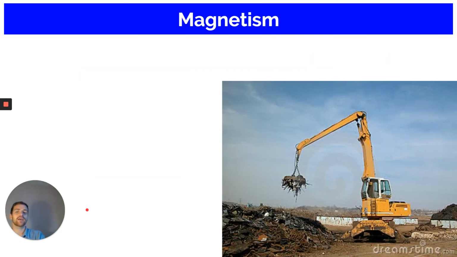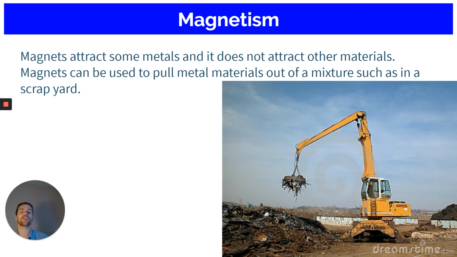All right. Number 5, magnetism, or using magnets when separating mixtures. Okay, so magnets attract some metals, and they do not attract other materials. So magnets can be used to pull metal materials out of a mixture, such as in the scrapyard. This is one of the easier ones.